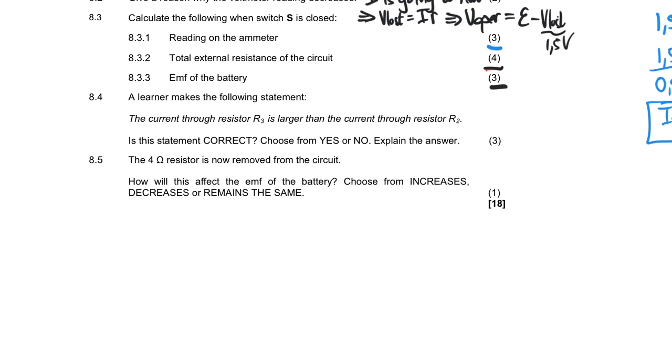And then toward the end of the long question, you start to hit the upper level 3 and level 4 questions, which involve testing you on your deep understanding of the concepts. So this question asks, 8.3, a learner makes the following statement. The current through resistor R3 is larger than the current through resistor R2. Is the statement correct? Choose from yes or no, and then explain the answer.